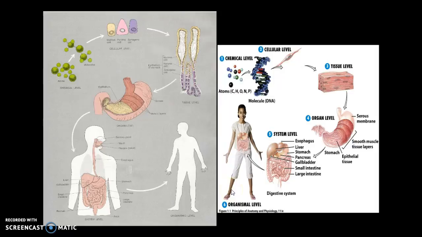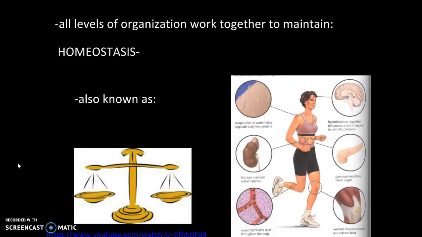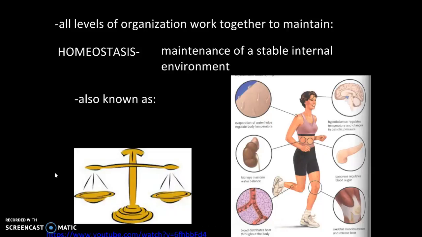You really should be able to put those in order from simple to complex, or from complex to simple, back and forth. So I gave you a couple different diagrams to help you be able to do this. All levels of organization, whether it be cells, tissues, organs, systems, all work together to maintain homeostasis. Quickly think to yourself, how do I define homeostasis? As you know, homeostasis is the maintenance of a stable internal environment.